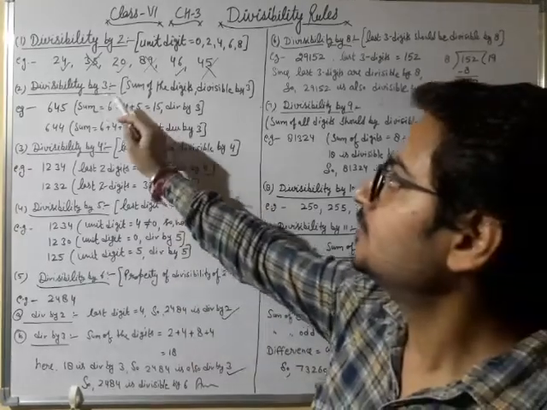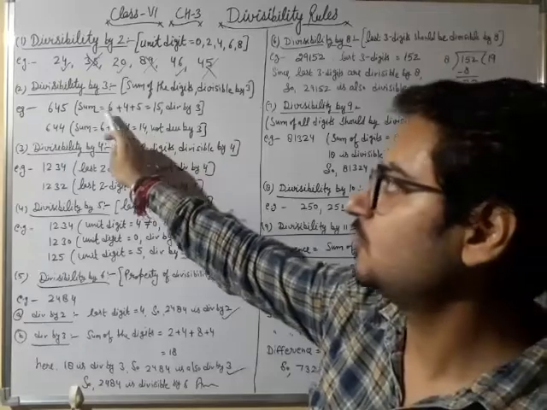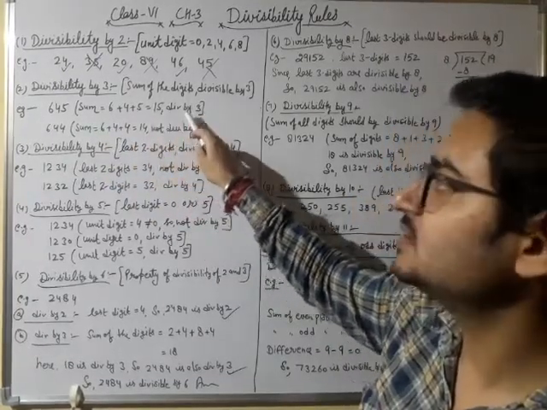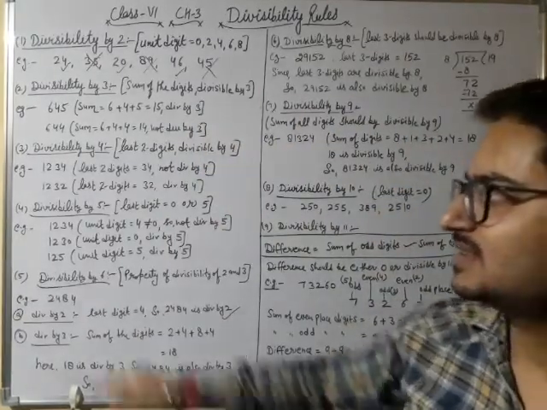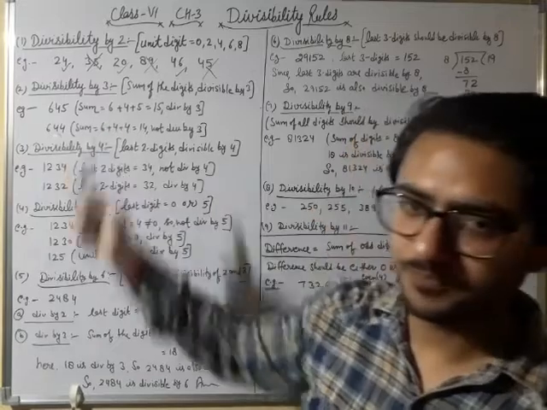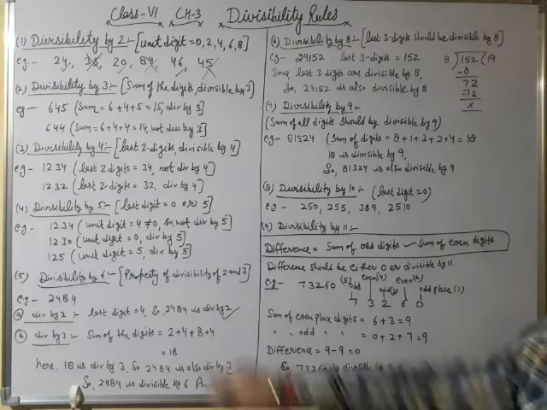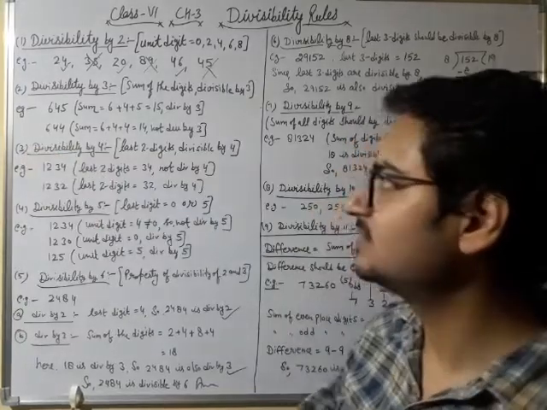So by the divisibility rule of 3, we will find the sum of the digits of the number. If the sum is divisible by 3, then that number will be divisible by 3. Next number is 644. We find the sum of the digits, and the sum is equal to 14, which is not divisible by 3. Therefore 644 is not divisible by 3.